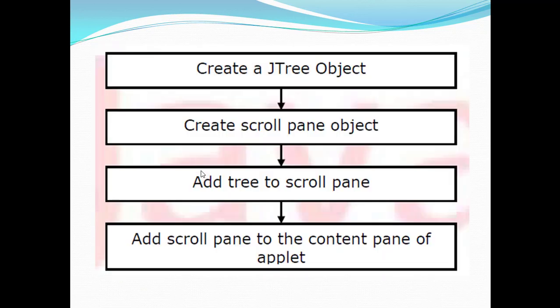These are the steps. Create a JTree object. Second, create a scroll pane object. Third, add the tree to the scroll pane. Fourth step, add the scroll pane to the content pane of the applet. Like this simple syntax we need to follow.